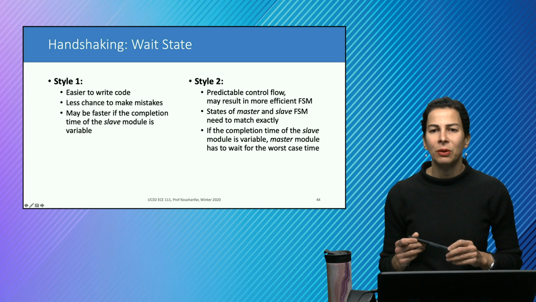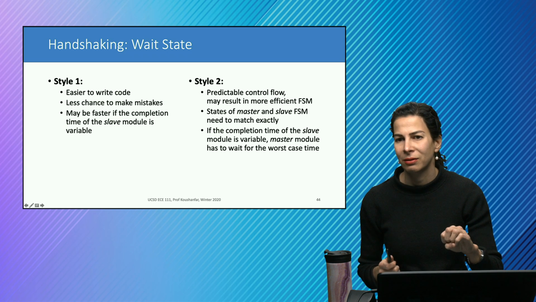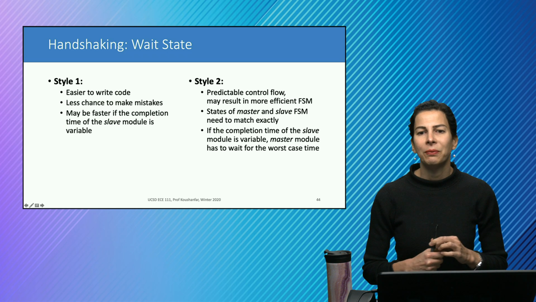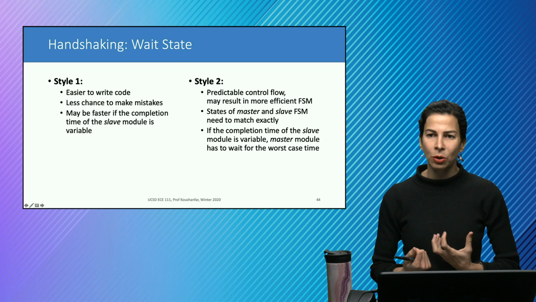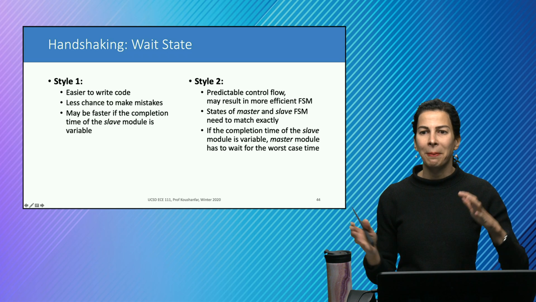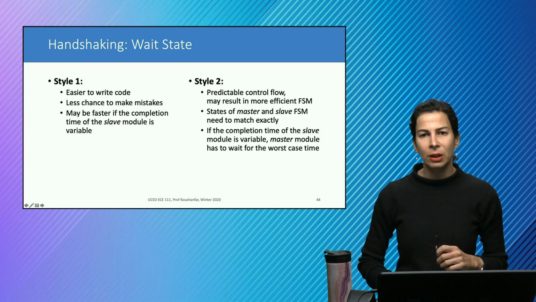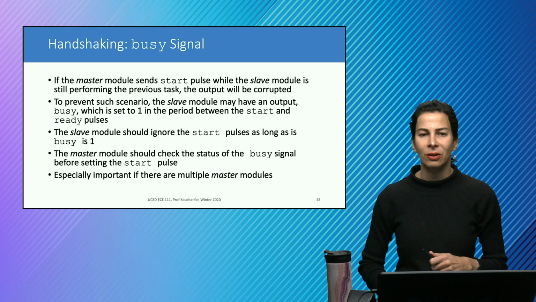And the thing is, we need to know exactly how many clock cycles each one of these tasks will take. Another drawback in style 2 is that if the completion time is variable, we have to do the maximum amount of possible computation before we finish and go back to the master.